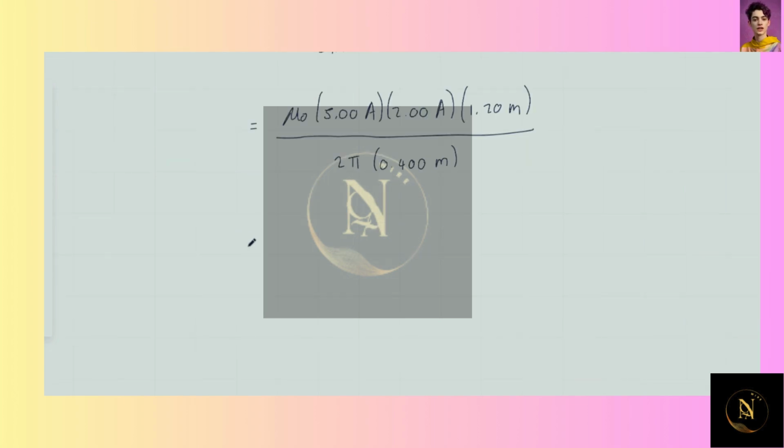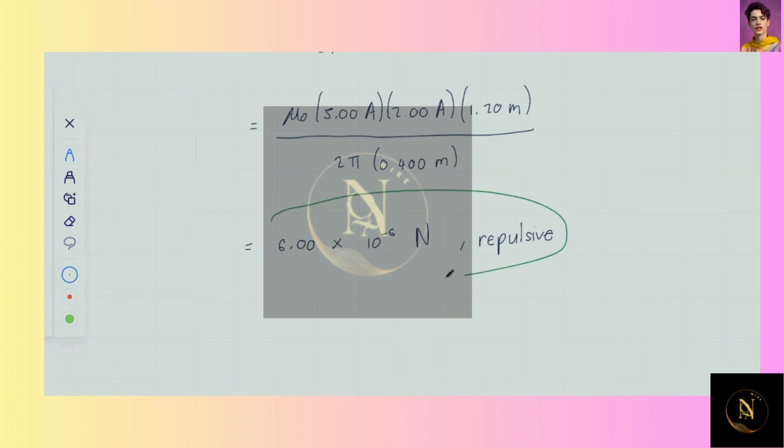So if we solve for this force, we get that the magnitude of the force between the two wires is 6 times 10 to the minus 6 newtons. And remember, the currents are in opposite directions, so this force is repulsive. Now that's our answer for part A.